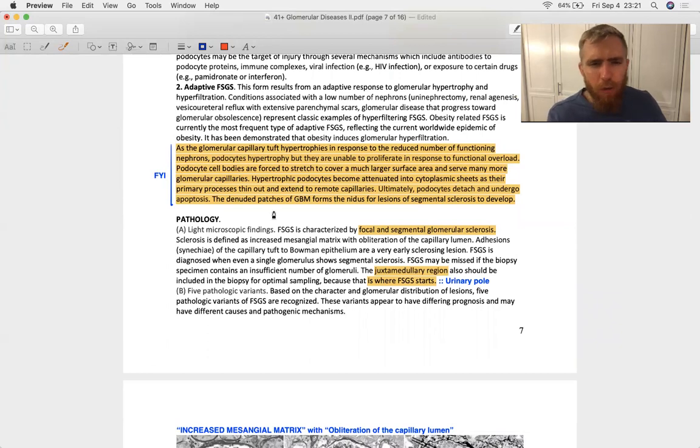I thought this was a good paragraph here. I'll just straight read it. As the glomerular capillary tuft hypertrophies in response to the reduced number of functioning nephrons, podocytes hypertrophy, but they are unable to proliferate in response to functional overload. So this paragraph is referring to, it's asking and answering a question.